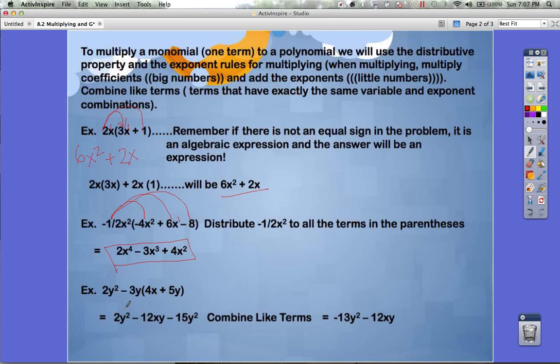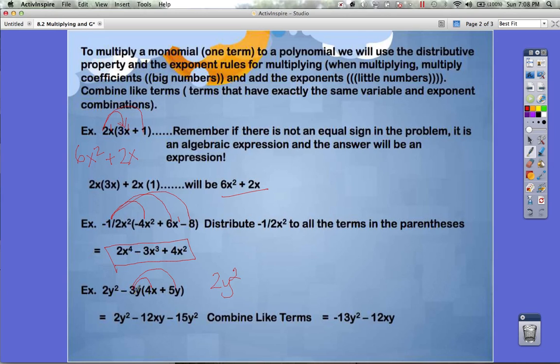All right, the next example, sometimes you're going to have this distributing thing going on in the middle of a problem, okay? So you have to watch, look what's being distributed, and you have to do that first. Order of operations says you have to distribute first. So I'm looking at this. It says 2y squared minus 3y times (4x plus 5y). So I have to distribute this through first. So I'm going to write the 2y squared. I haven't done anything with that. And then I'm going to distribute the negative 3y. And it's negative 3 because it's the sign in front of it.